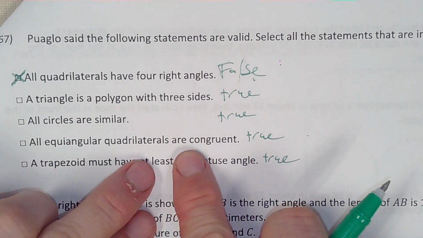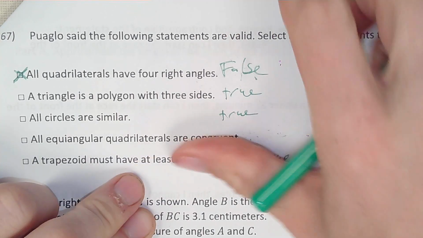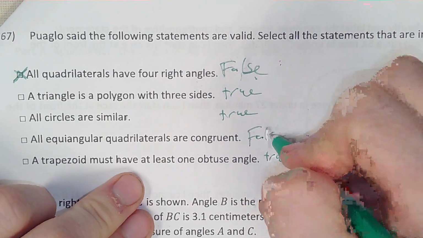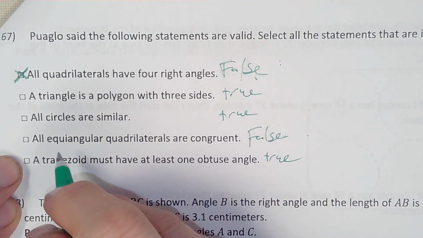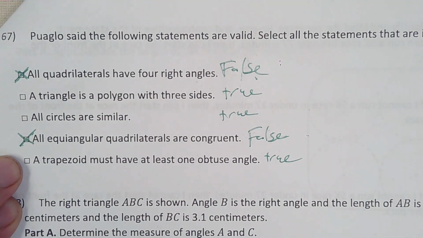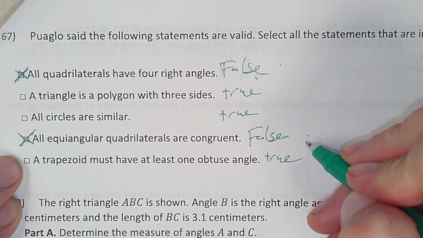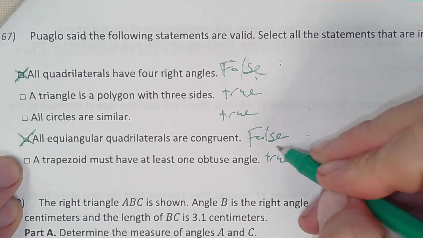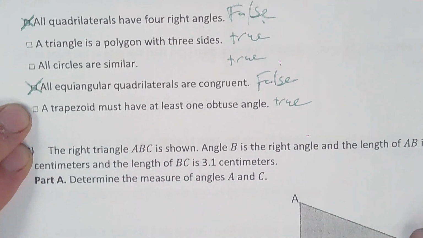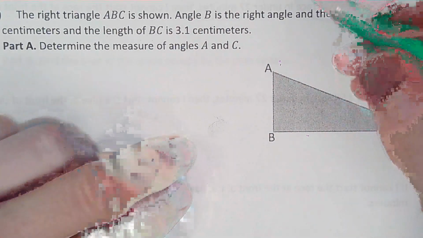Actually, I'm going to revisit this one. All equilateral quadrilaterals are congruent. That's actually false, because you can have different lengths that are not congruent. They can be completely different, like lengths that are not proportional, but the angles could be the same. So this is false.